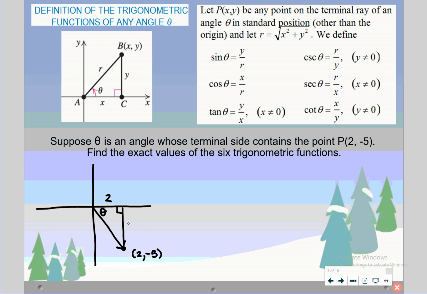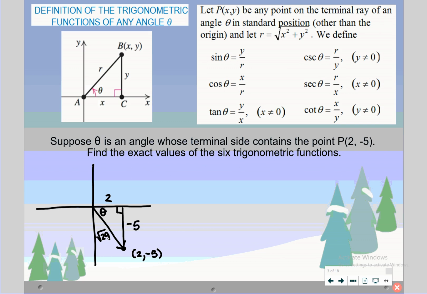So 2 and -5. How do I find a hypotenuse in a right triangle? Pythagorean theorem. And again, this hypotenuse will always be positive. So 2 squared and 5 squared, we can do that in our head. What is that? It is 29. Yep, and then take the square root of it. Add 29.